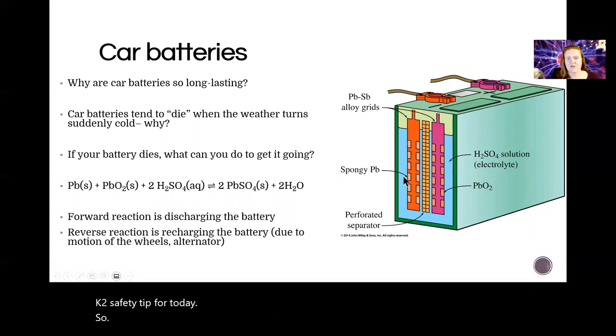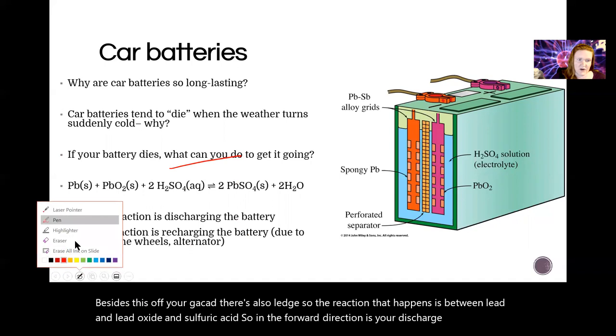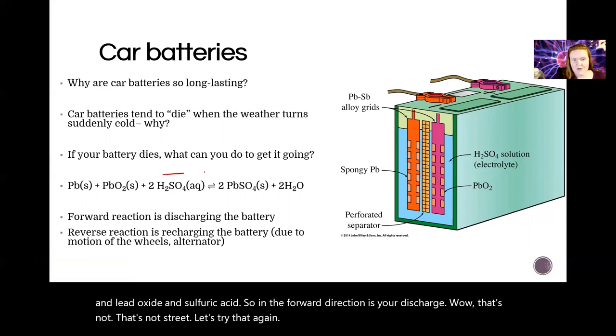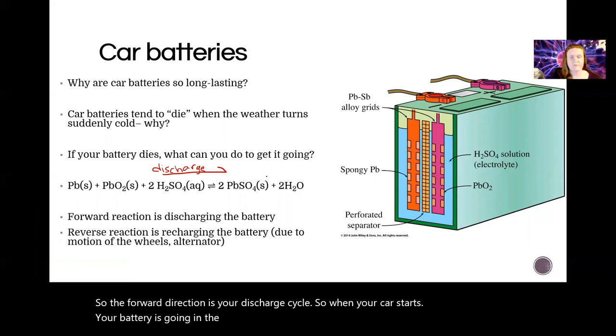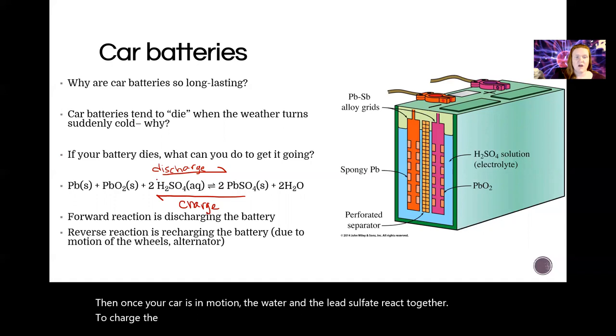So besides the sulfuric acid, there's also lead. The reaction that happens is between lead and lead oxide and sulfuric acid. The forward direction is your discharge cycle. So when your car starts, your battery is going in the forward direction. Then once your car is in motion, the water and the lead sulfate react together to charge the battery back up again. So rechargeable batteries have to be equilibrium reactions.